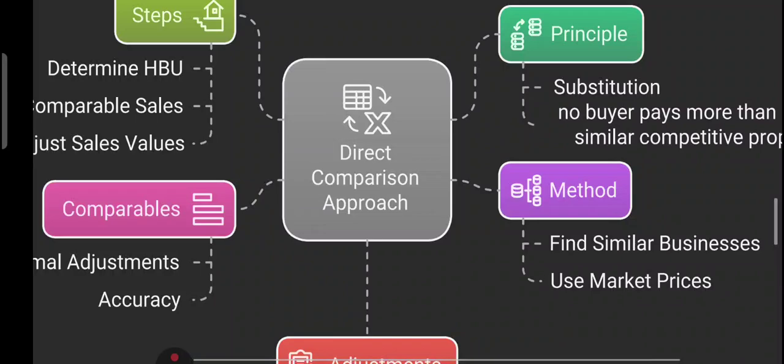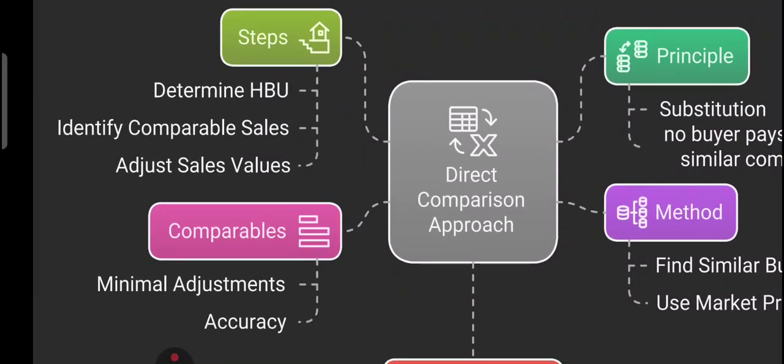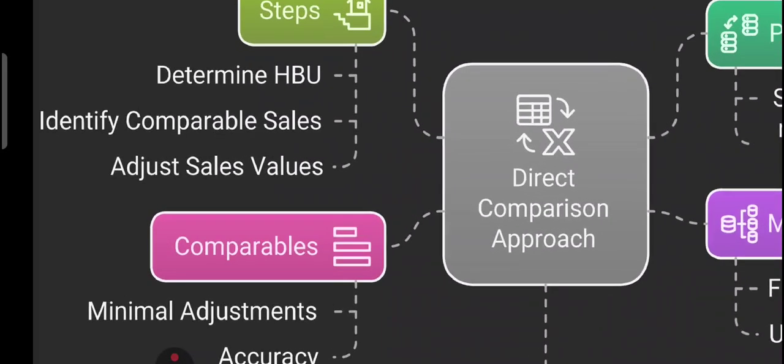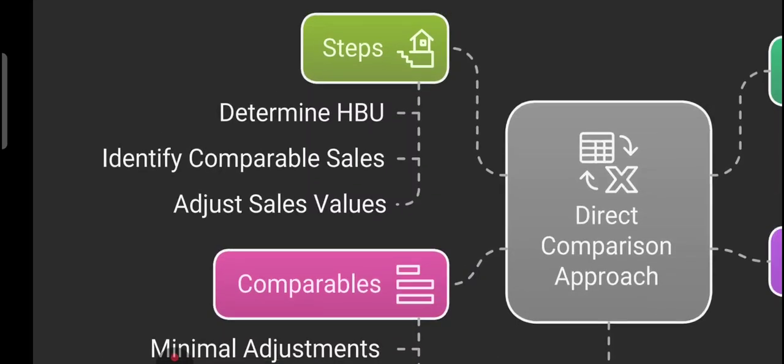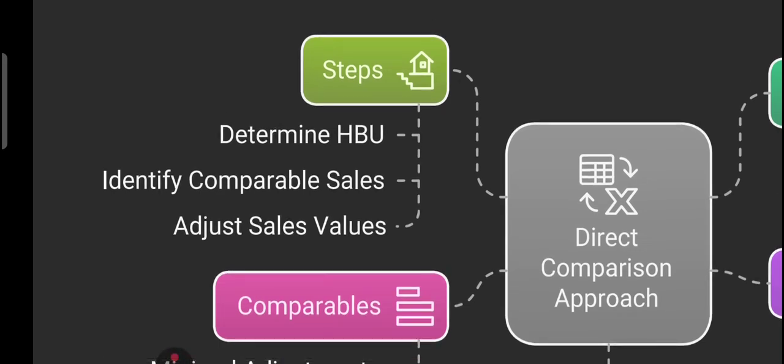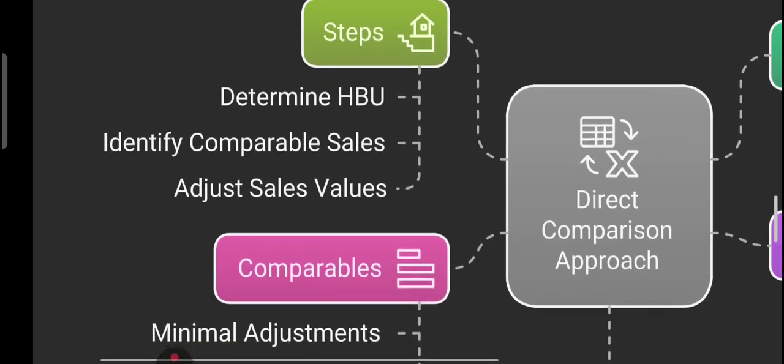Now if you look at the steps involved, first determine the highest and best use of the asset. That is called HBU. Next, identify the comparable sale, meaning a similar transaction. You find the similar transaction and then you adjust the sale value based on the difference. So it is a 3-step process: HBU, comparable sale, and adjust the sale value.